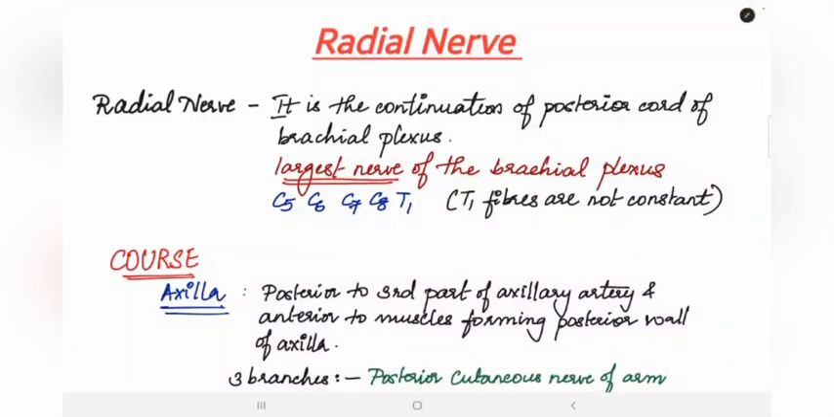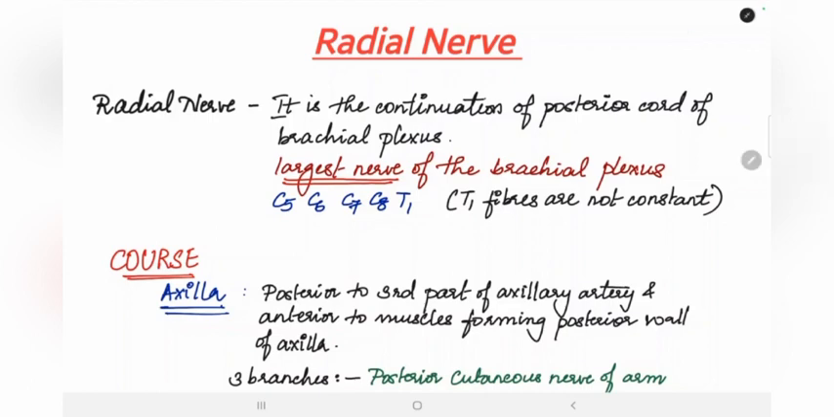Everyone. Today we are going to discuss the radial nerve, which is one of the most important nerves in the upper limb in anatomy. Talking about the radial nerve, it is a continuation of the posterior cord of the brachial plexus.